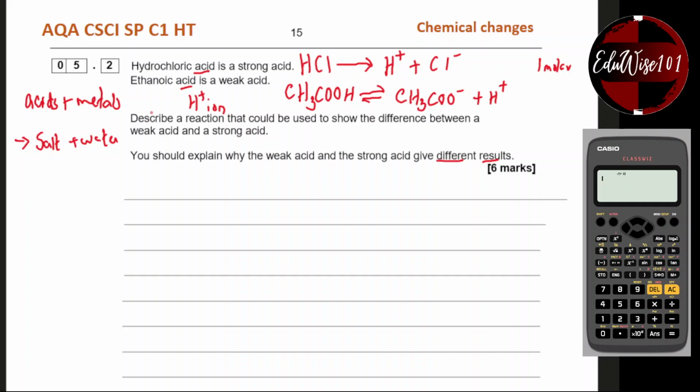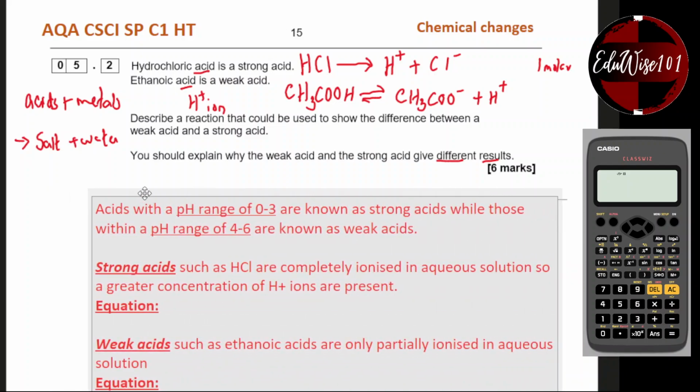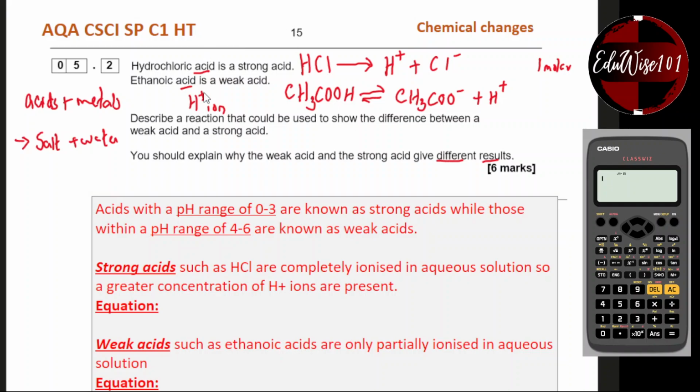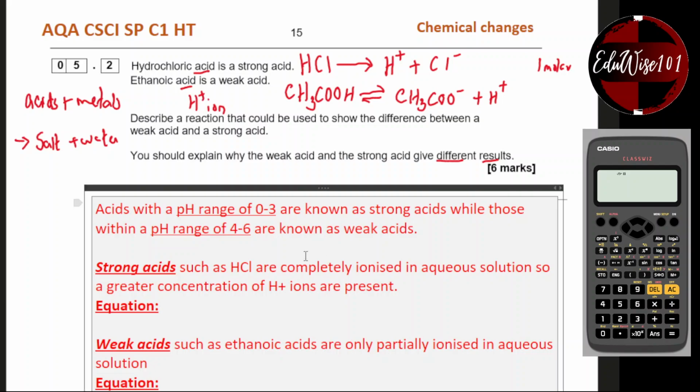So here's a standard answer. Acids with a pH range of 0 to 3 are known as strong acids, while those with a pH range of 4 to 6 are known as weak acids. Right. So we are identifying which is a weak acid and a strong acid on the basis of the pH.